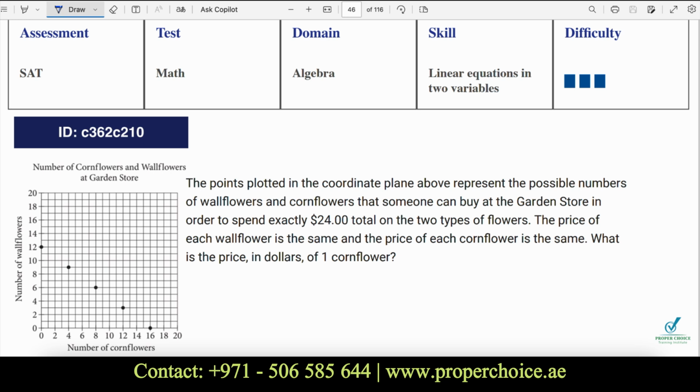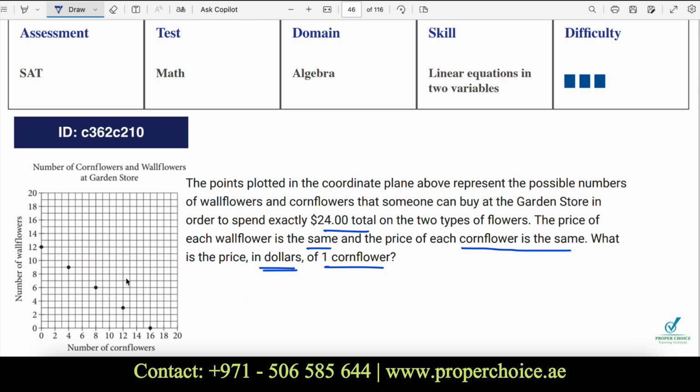The points plotted in the coordinate plane above represent the possible number of wallflowers and cornflowers that someone can buy at a garden store in order to spend exactly $24 total on the 2 types of flowers. The price of each wallflower is the same and the price of each cornflower is the same. For example, if the wallflower is charging $Y and each cornflower is charging X dollars, what is the price in dollars of one cornflower?